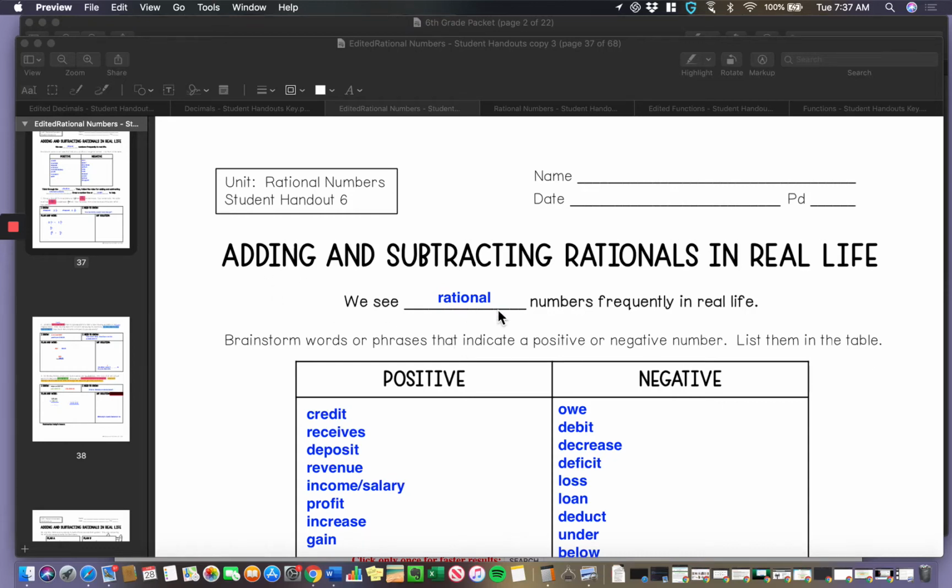Everybody, today we are adding and subtracting rationals in real life. We see rational numbers frequently in real life. Brainstorm words or phrases that indicate a positive or a negative number and list them in the table.